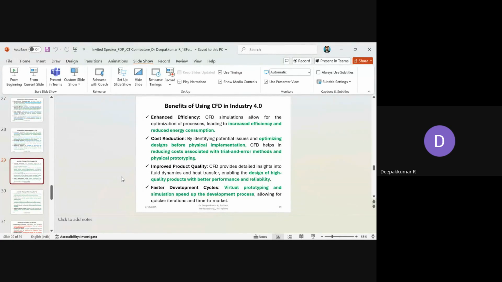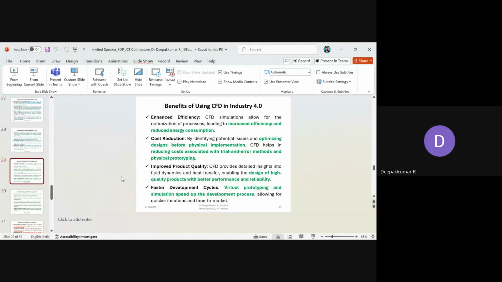So for improved product quality, CFD provides detailed insights into fluid dynamics and heat transfer, enabling the design of high quality products with better performance and reliability. The product quality can be assessed with the help of simulation, and which particular product gives better performance in terms of efficiency or operating conditions, whatever it may be. So you can improve the quality of the product and have a faster development cycle. Virtual prototyping and simulation speed up the developmental process, allowing for quicker iteration and time to market.